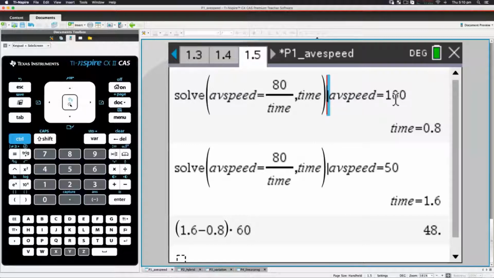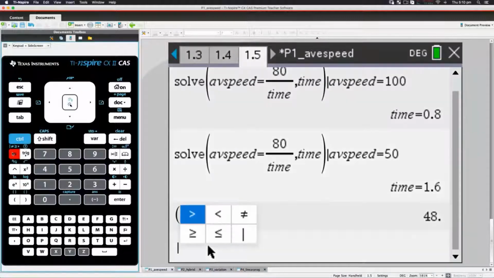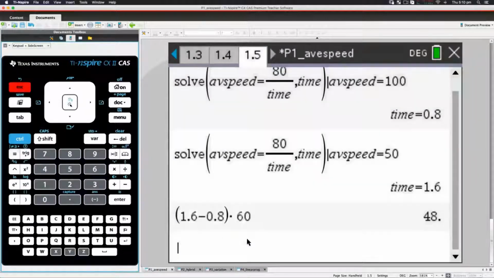And that command, if you can't recall, is just in control equals. So I'll just do it down here. So if I do control equals, you get a pop-up palette, and it's that symbol that you want. Okay, so then I do that for 100 kilometres an hour and 50 kilometres an hour and look at the difference in the time and just get those two answers and subtract them.